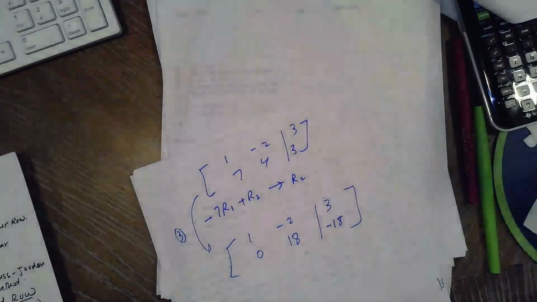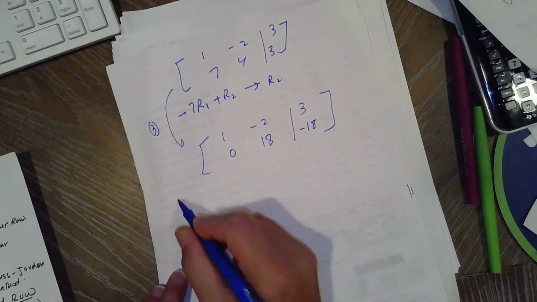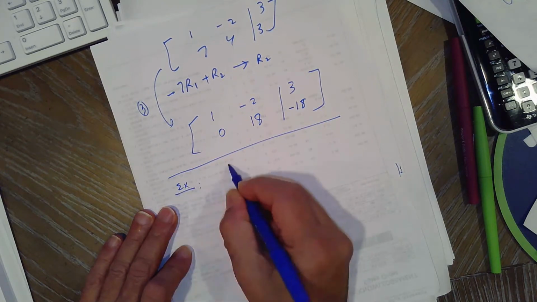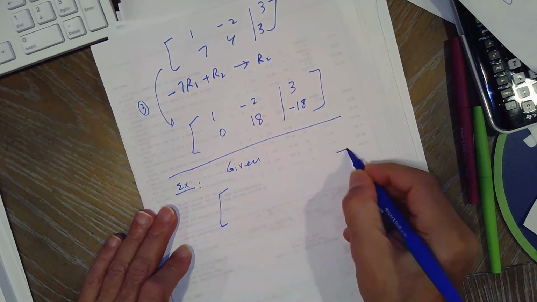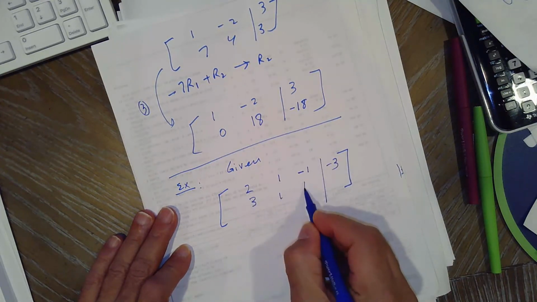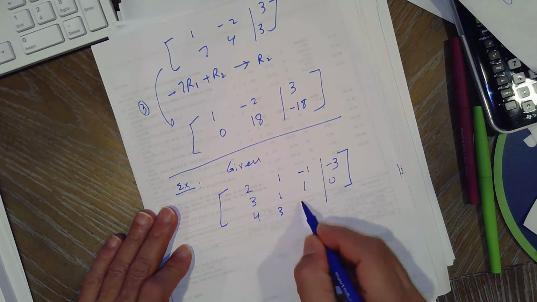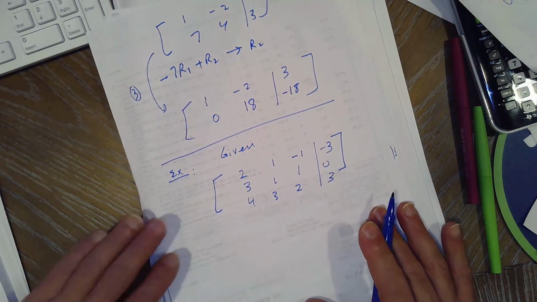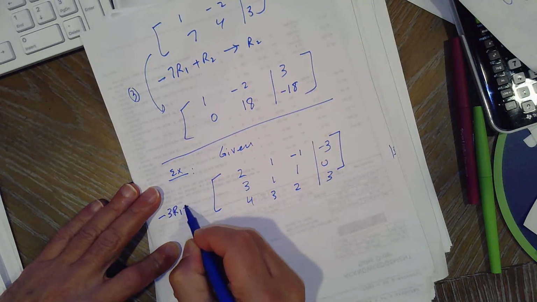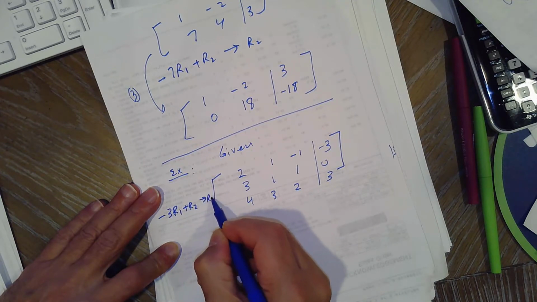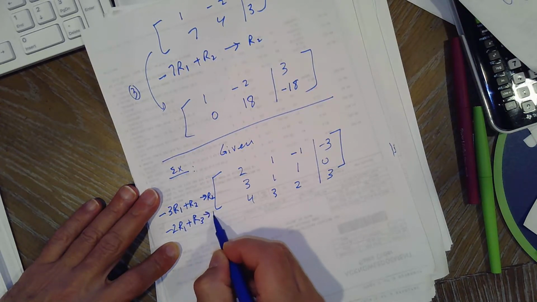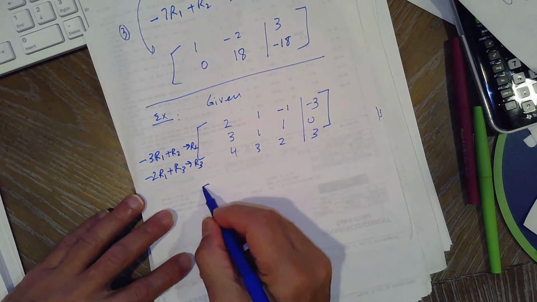Here's another example. Given this matrix 2, 1, -1, it's just 3 systems of equations, and then 4, 3, 2, 3. This is what we want to do. We're going to do these two operations. We're going to times the first row by -3 and add it to the second row, and that will be my new second row. And then we're going to times the first row by -2, add it to the third row, and that's going to go to the third row. So let's do the math over here.